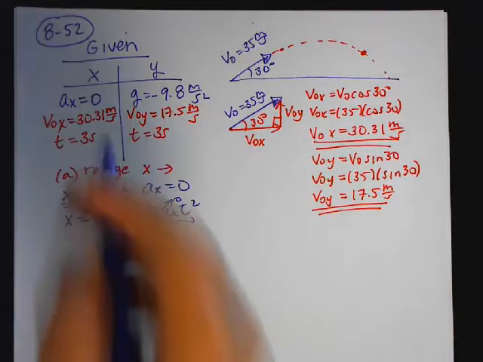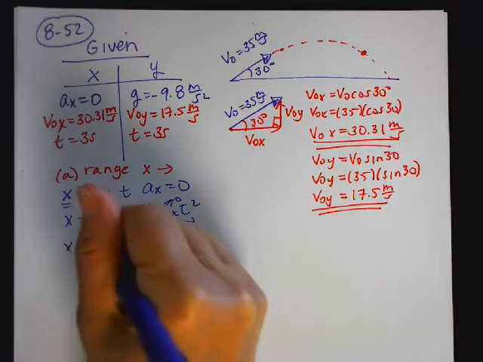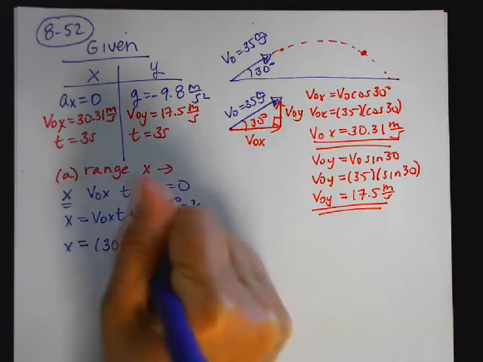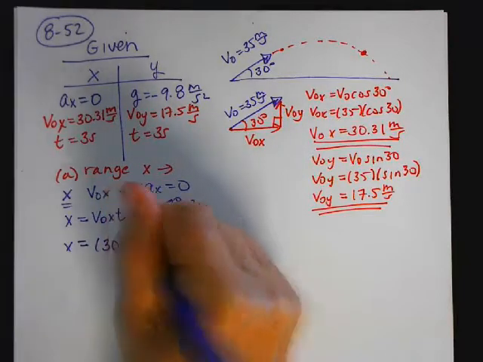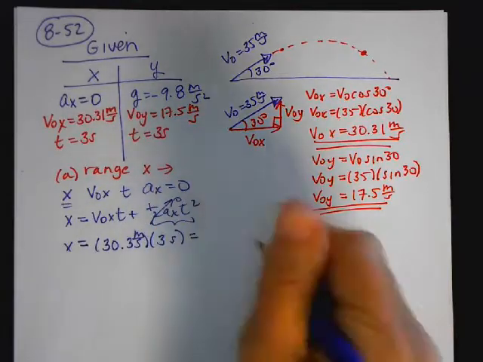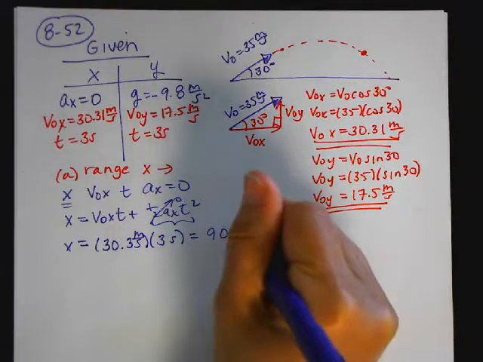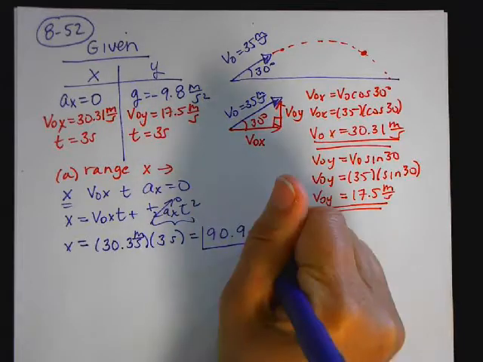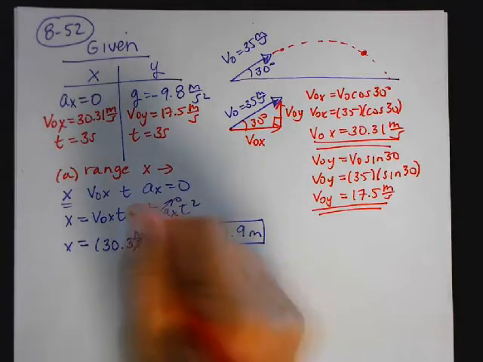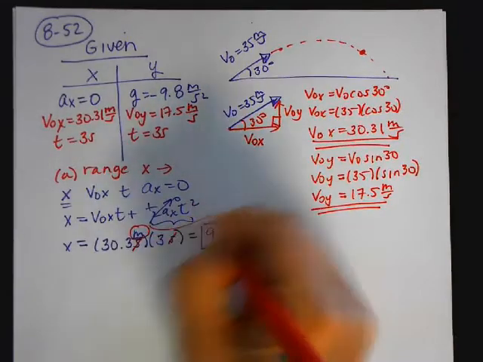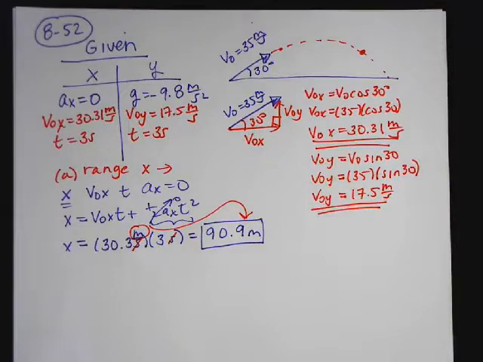So now when I substitute in my values, I have 30.3 meters per second times 3 seconds, and that comes out to be 90.9 meters. Now remember, I carry my units through to cancel my work. So this second cancels with that second, and I end up with meters, which is the correct unit for my range.